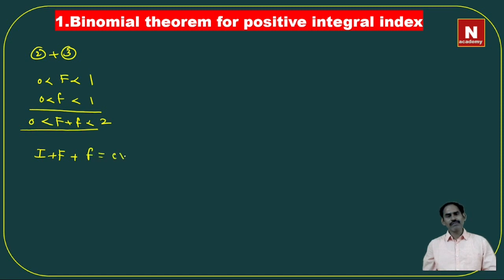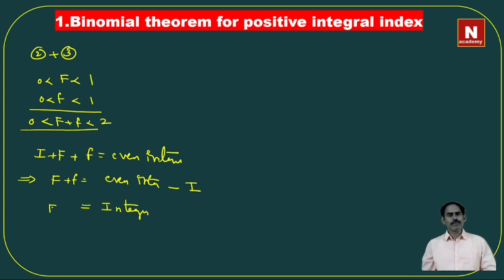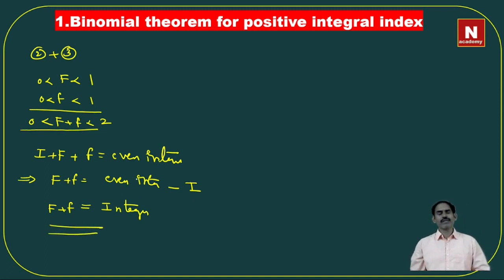Next, we have I plus f plus small f. We are getting an even integer, 198. This implies capital F plus small f we can find as even integer minus I. Even integer minus integer is always an integer. So capital F plus small f is one of the integers. For example, even integer 4, take integer 1, 4 minus 1 is 3, integer. Even integer 8, take integer 2, 8 minus 2 is 6, integer. So even integer minus integer is always an integer.